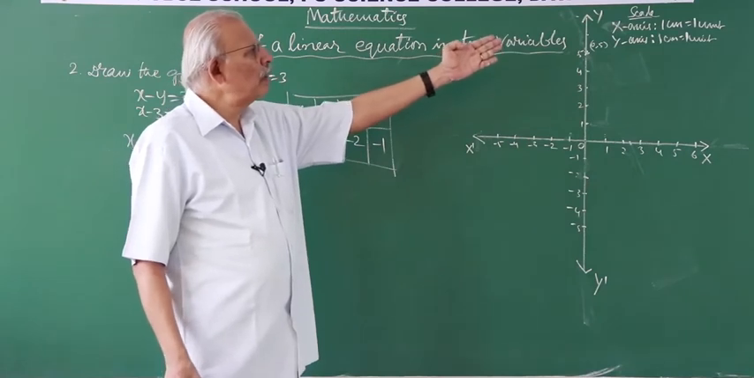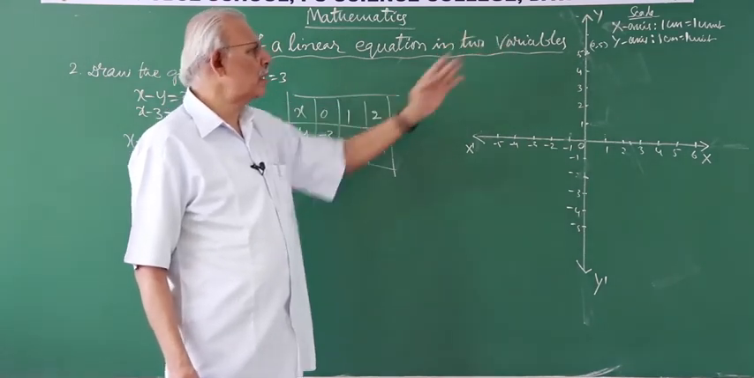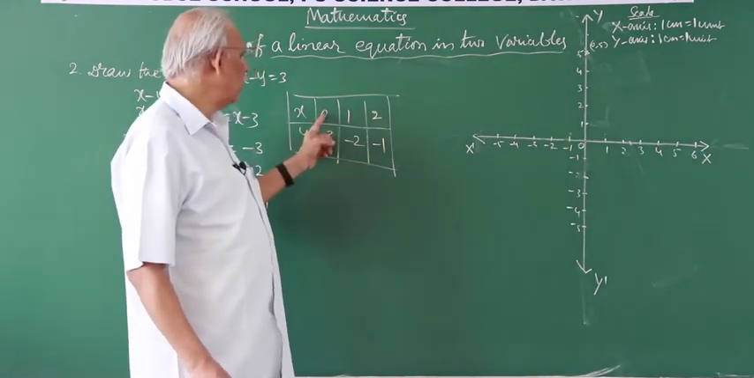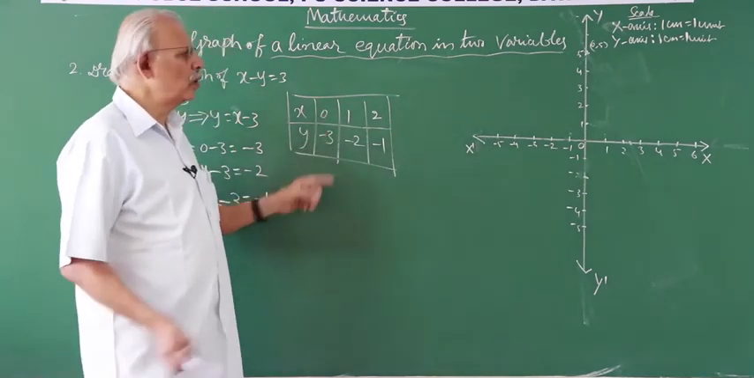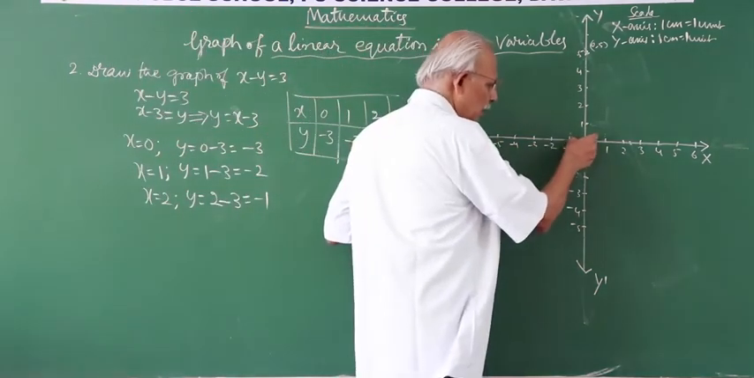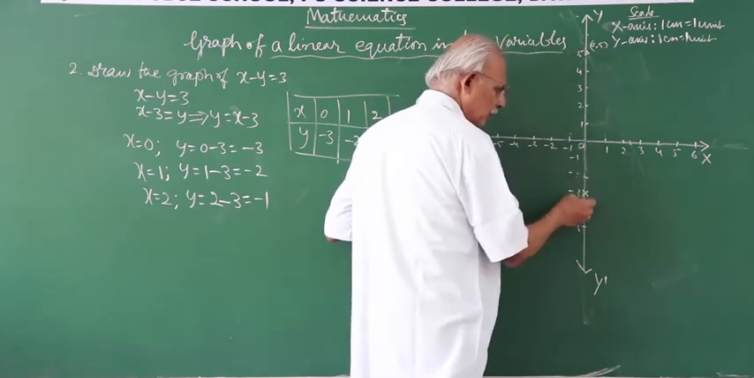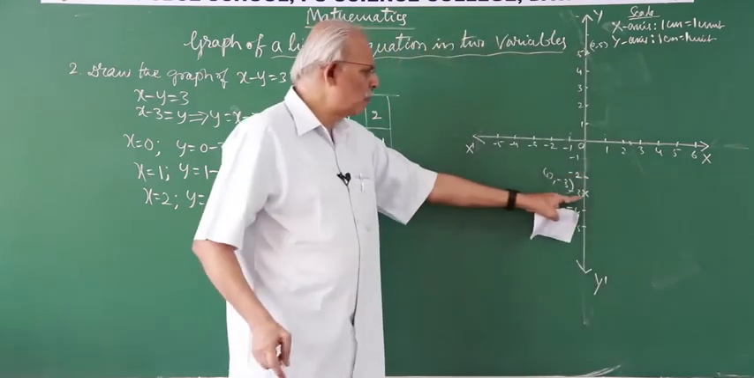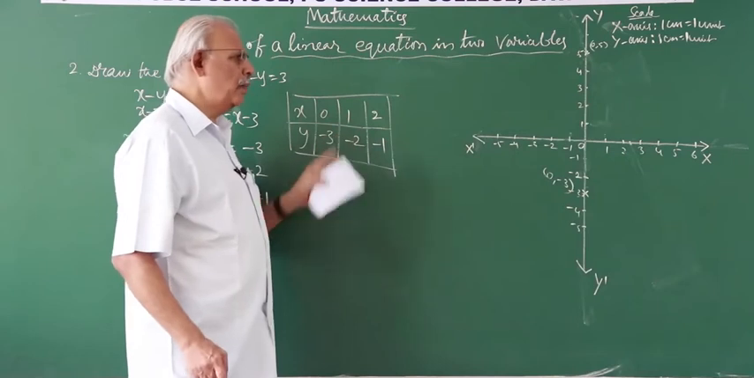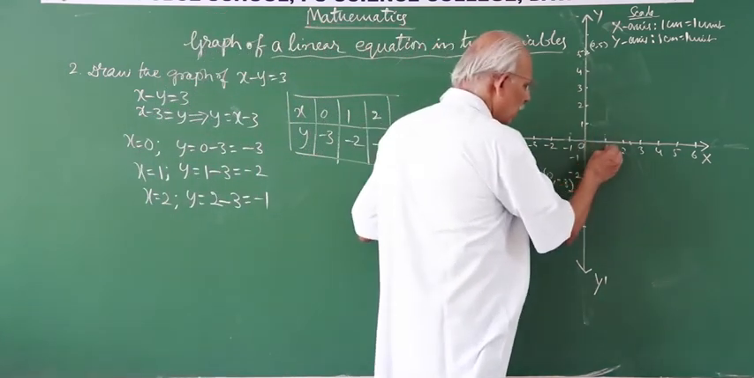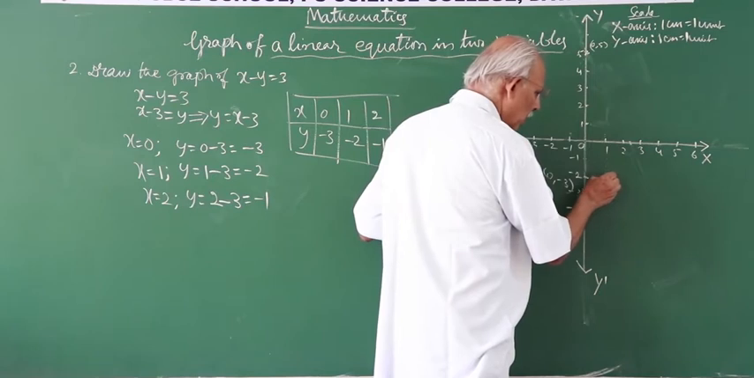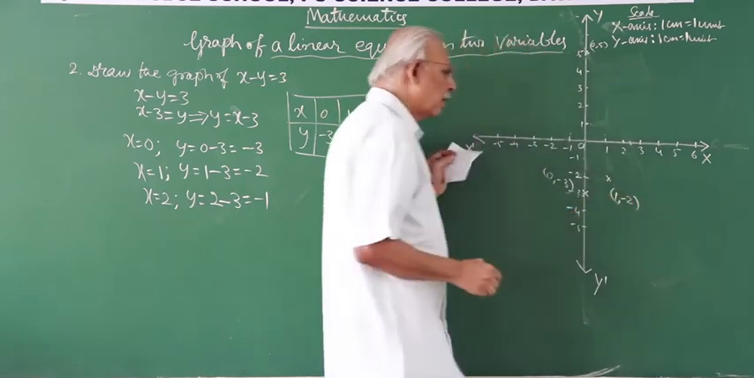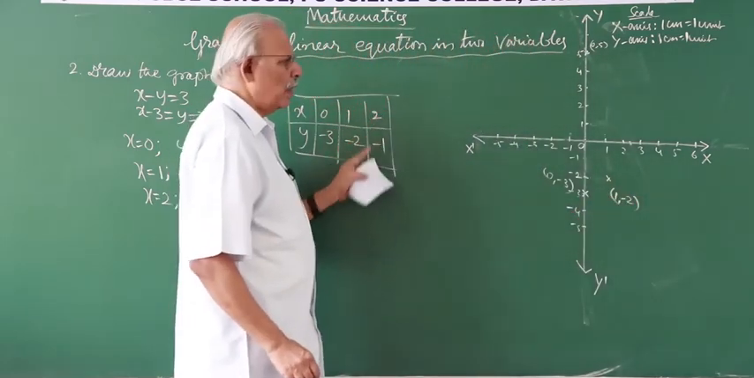Now, with the same scale, both for x-axis and for y-axis, 1 centimeter equals 1 unit, you can take. Now, look here, when x is equal to 0, y equals minus 3. 0 along x-axis, minus 3 is here. This is 0 comma minus 3. This point. 1 comma minus 2. 1 along x-axis, minus 2 here. 1 comma minus 2. Next, 2 comma minus 1.